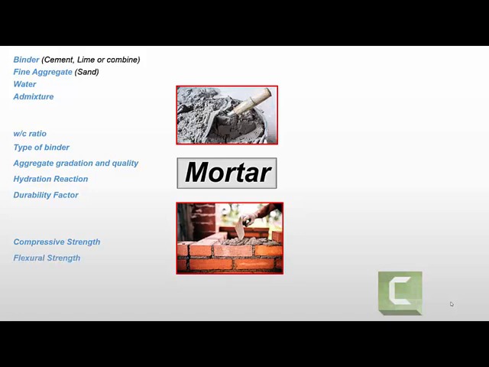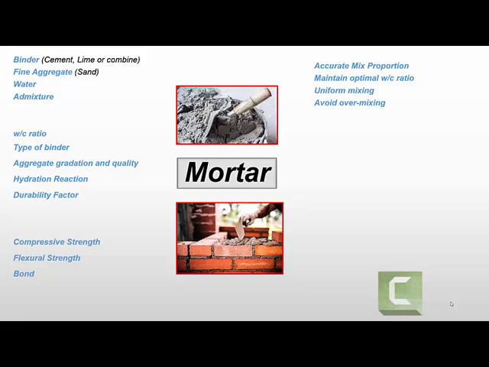Now, what are the best practices to maintain or improve the strength of mortar? First of all, mix proportions should be accurate. Water cement ratio, you can't play with the water cement ratio. So the water cement ratio should be optimal. Mixing should be uniform for uniform strength. Avoid over mixing.